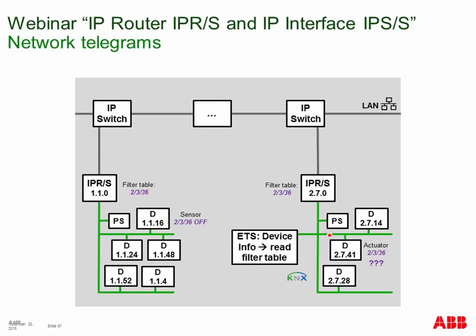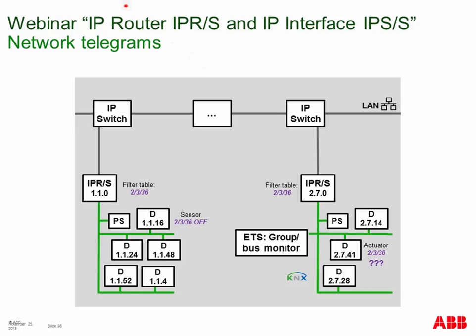So at first we connect the USB interface, and we read out again here the filter table to be sure that this group address is really added to the filter table. And the last step, we start the group monitor, and then we can see here if the IP router forwarded this group address here into the line.